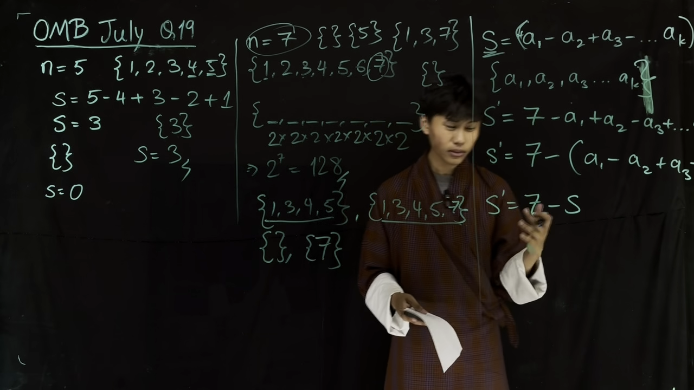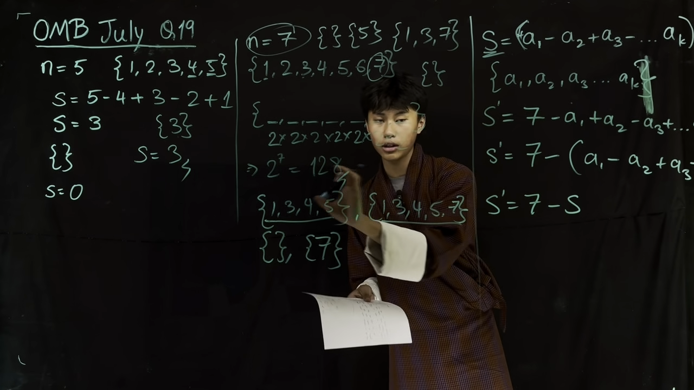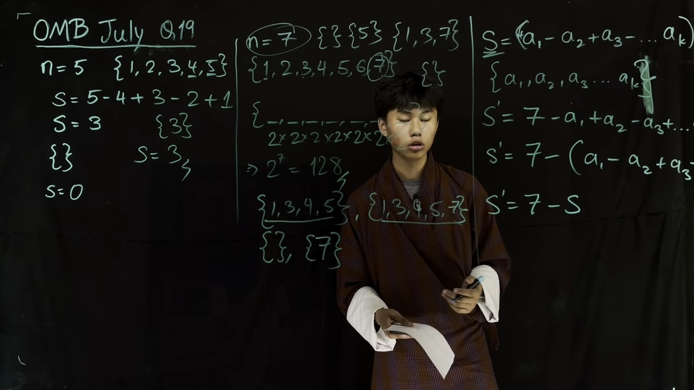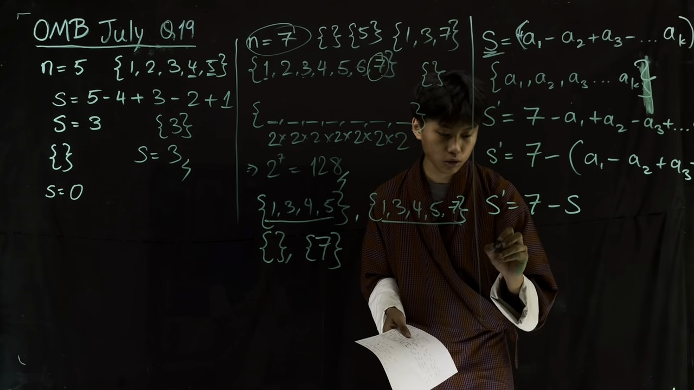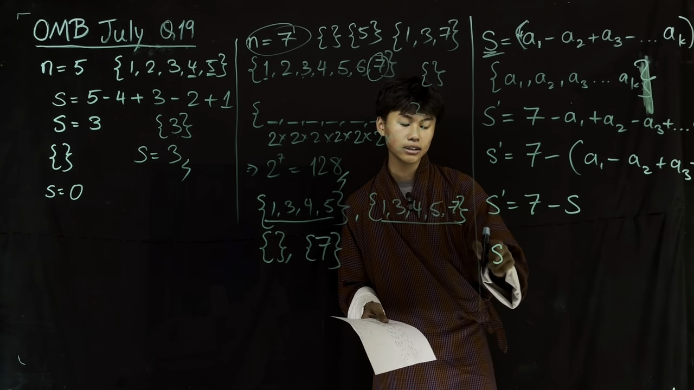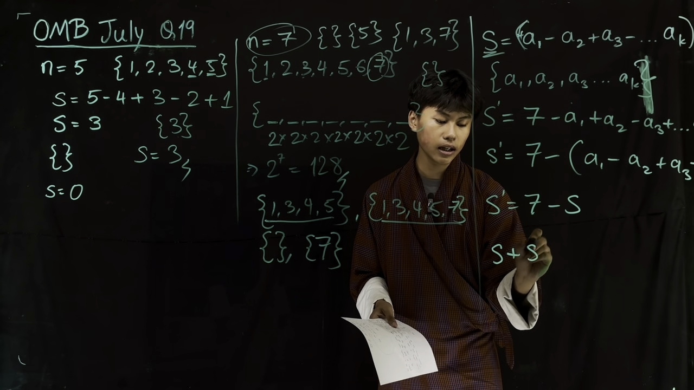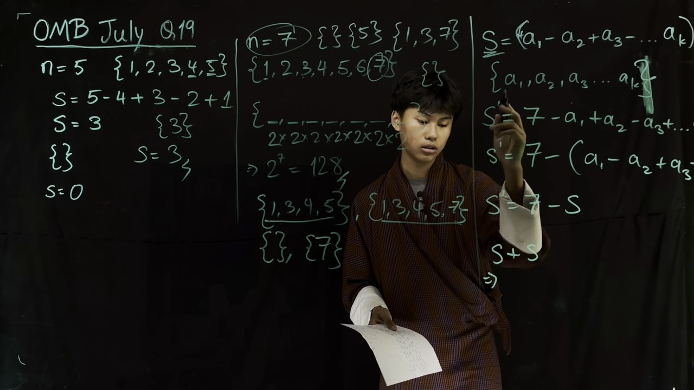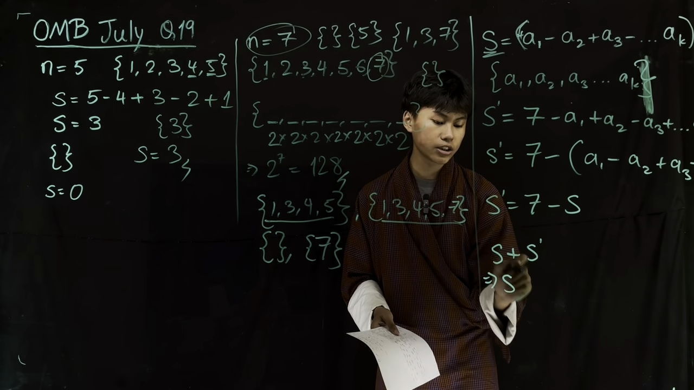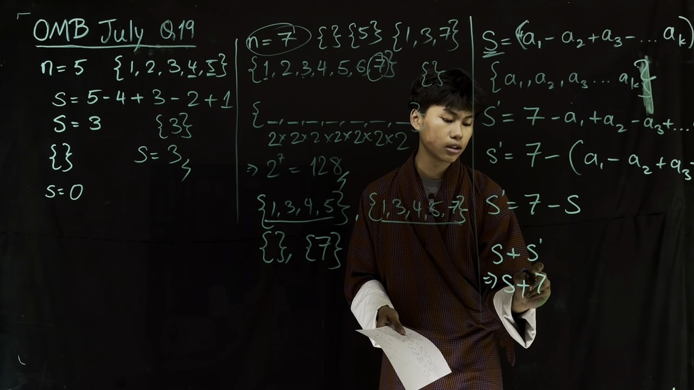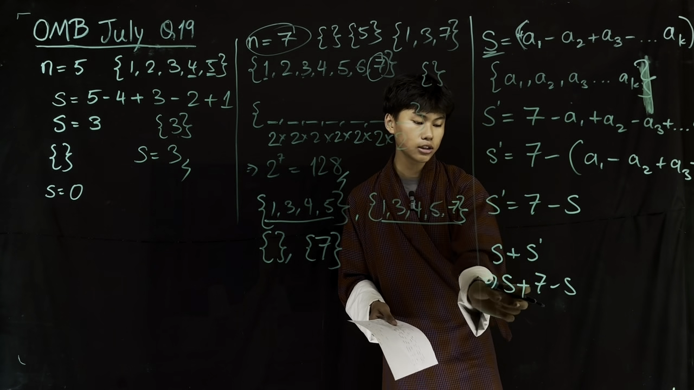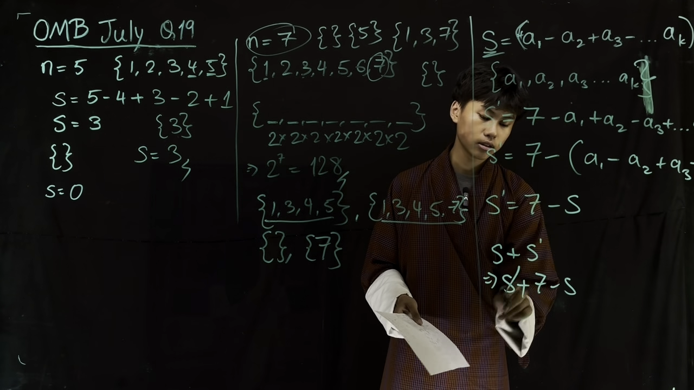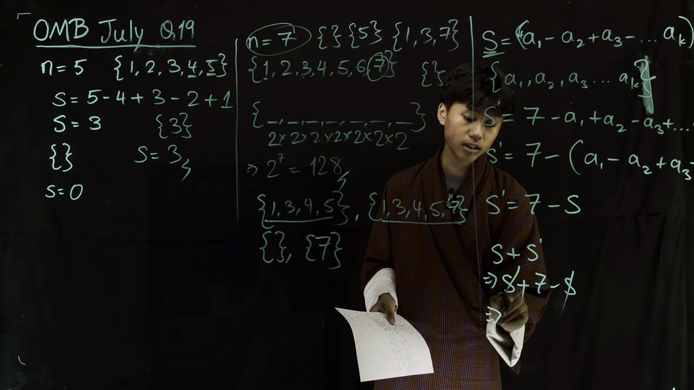Now that we have them in pairs, let's try and see what the sum of the pairs will look like, right? Let's just try to see that. So the first subset S plus its partner subset S dash, let's try to calculate their sum. So S is just S, right? But S dash can be written as 7 minus S. And the alternating sum of the first subset actually cancels itself out, and you're left with 7.